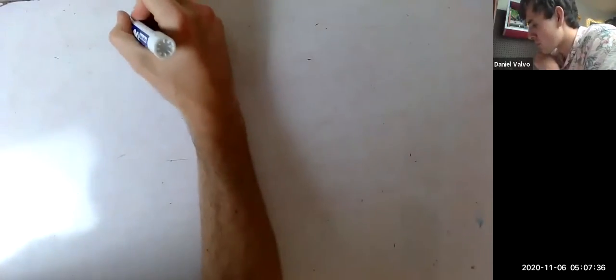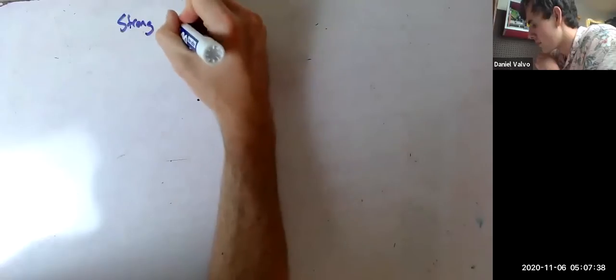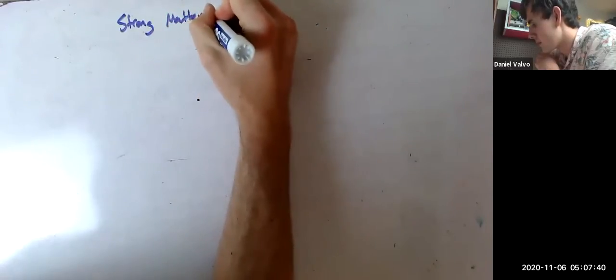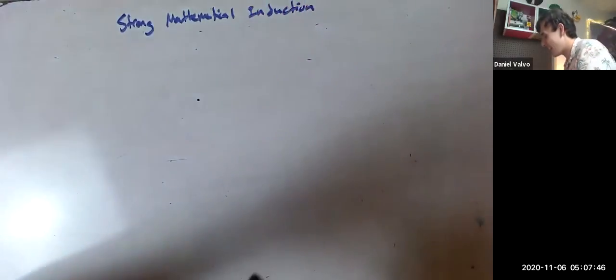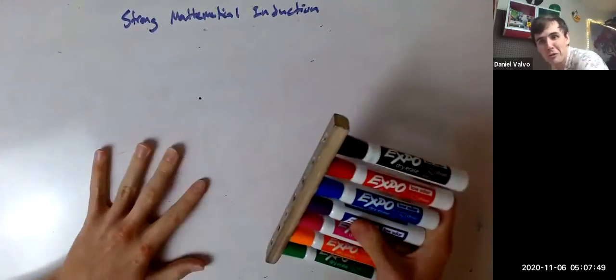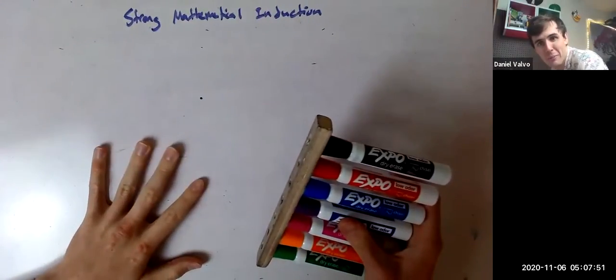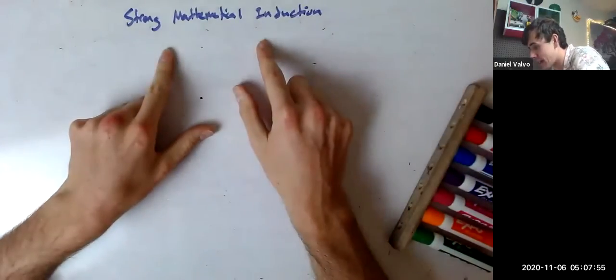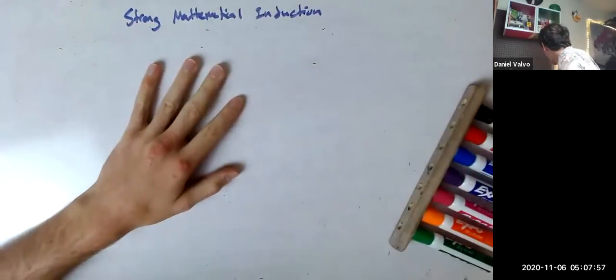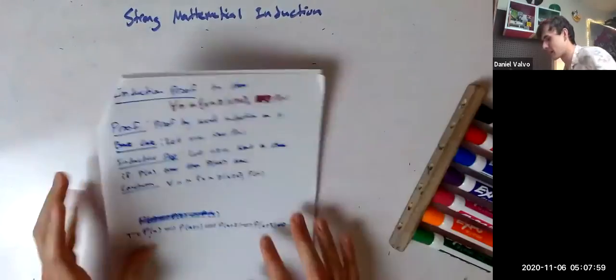Today we're talking about strong mathematical induction. And I have absolutely racked my brain trying to think of a nice physical example of this, but it's very hard. So strong mathematical induction is compared to weak mathematical induction. And let's go over what weak mathematical induction was.